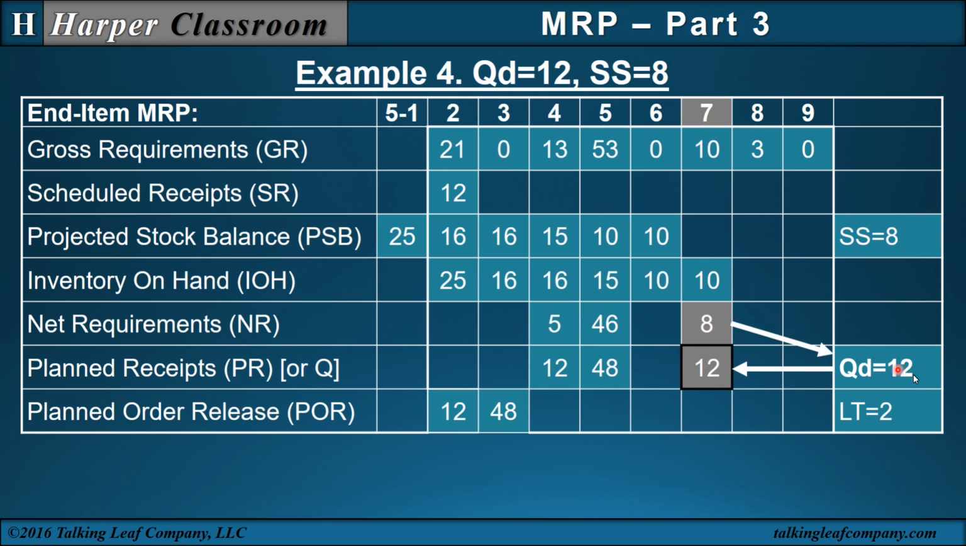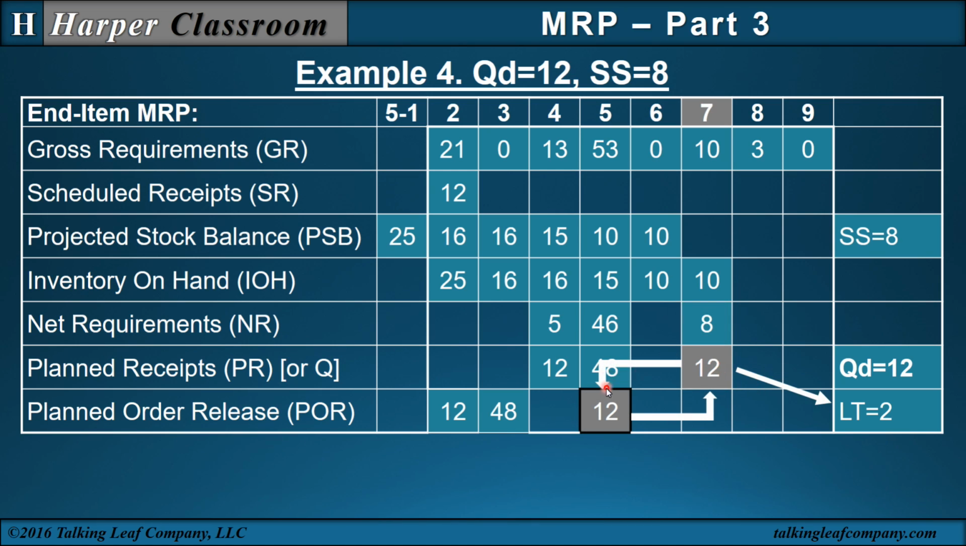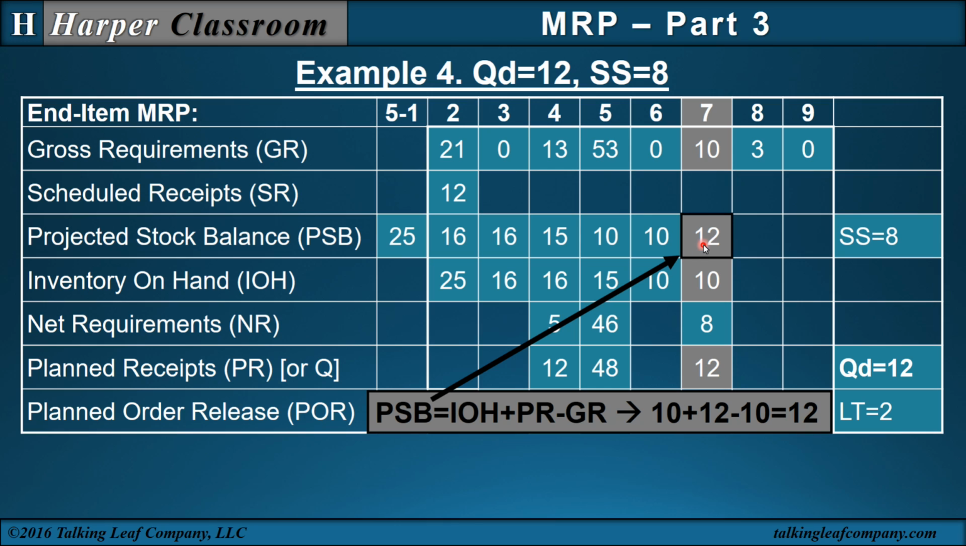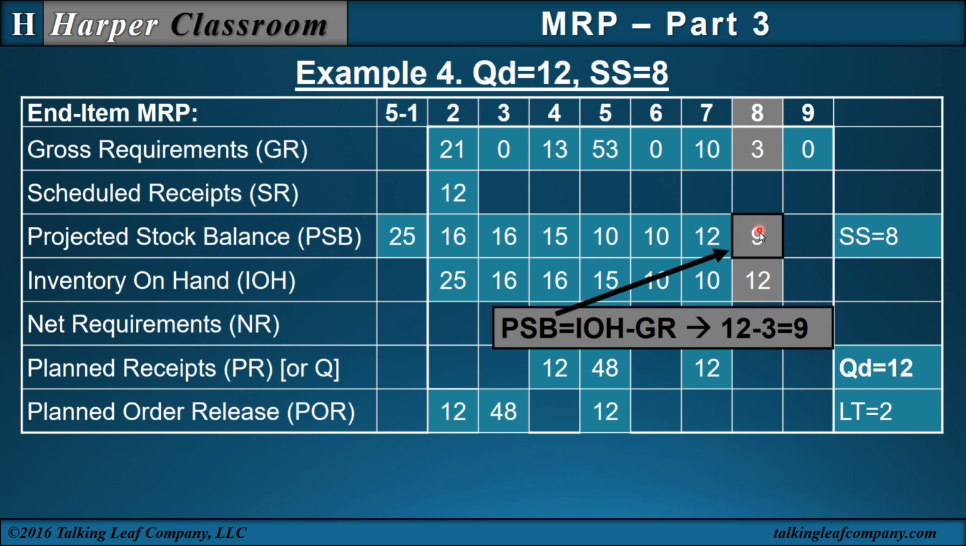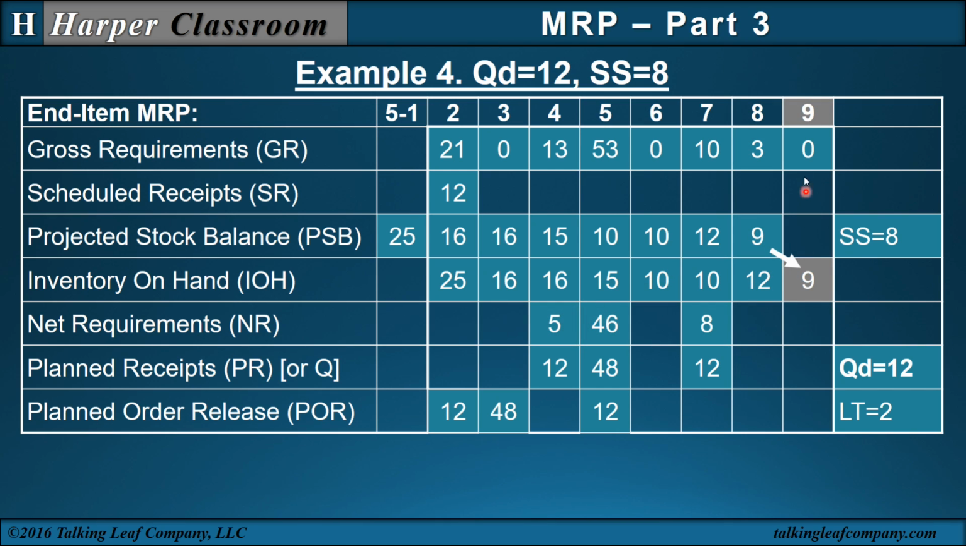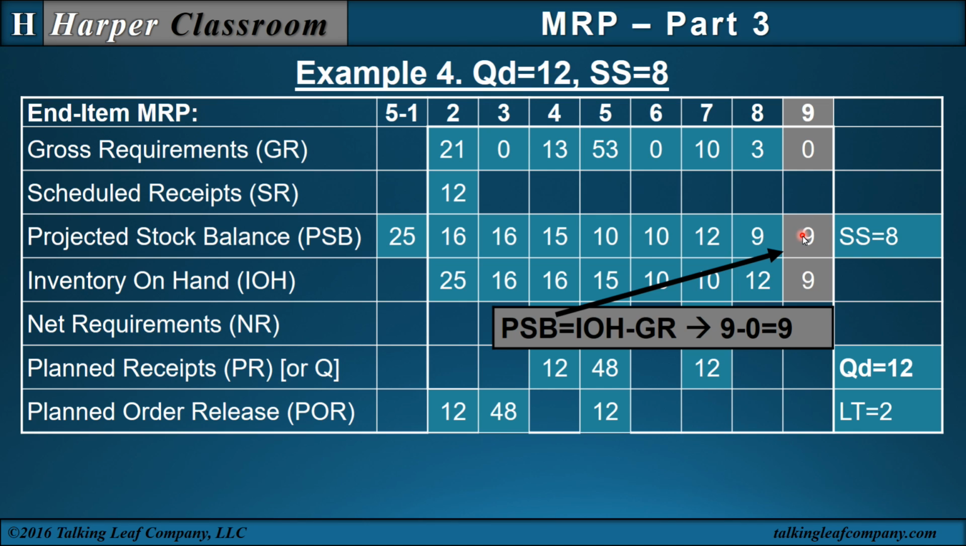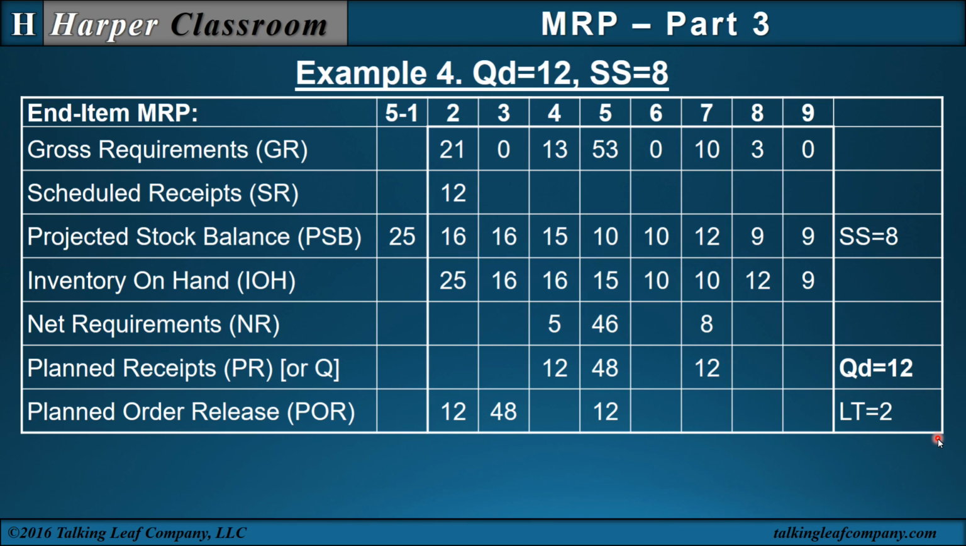That 8 is compared with my lot size discipline of 12, and so I need 8, so I order 12. My lead time of 2, I come back 2, I have a planned order release of 12, which would generate a planned receipt of 12. And now my projected stock balance is my inventory on hand plus my receipts minus my requirements equals my balance. That balance carries over as the inventory on hand, and 12 minus 3 is 9, which is more than 8, so I'm fine. Then the 9 carries over as my inventory on hand. There's no requirements, so it carries over as my balance, and so there's my MRP for this problem.